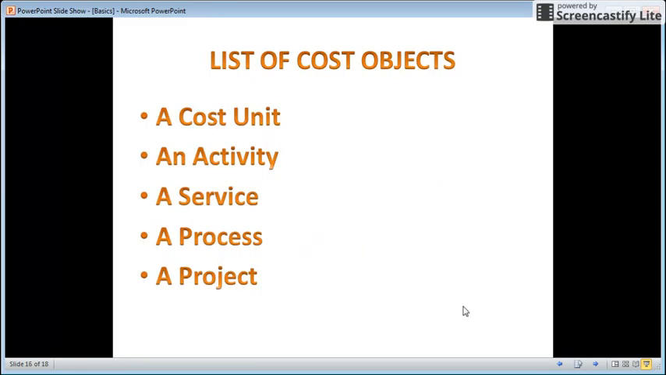Let us now list down all the cost objects we have seen so far. A cost unit, an activity is a cost object, a service is a cost object, a process is a cost object, and a project is a cost object.